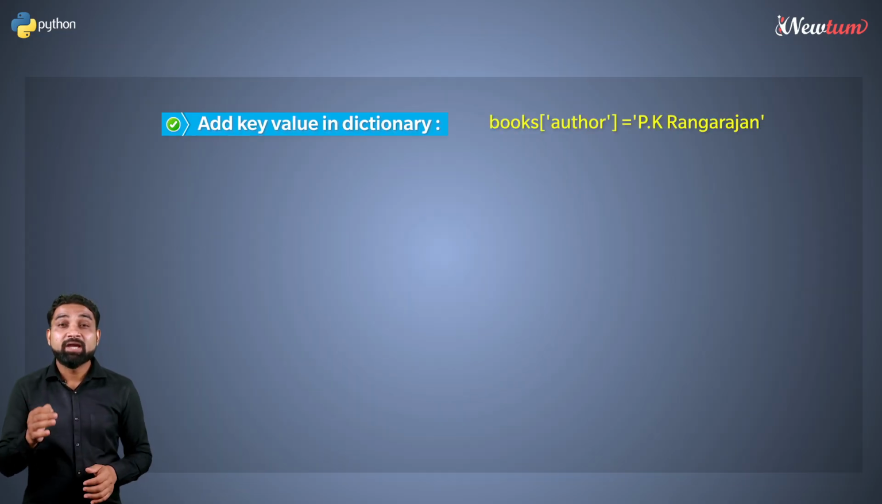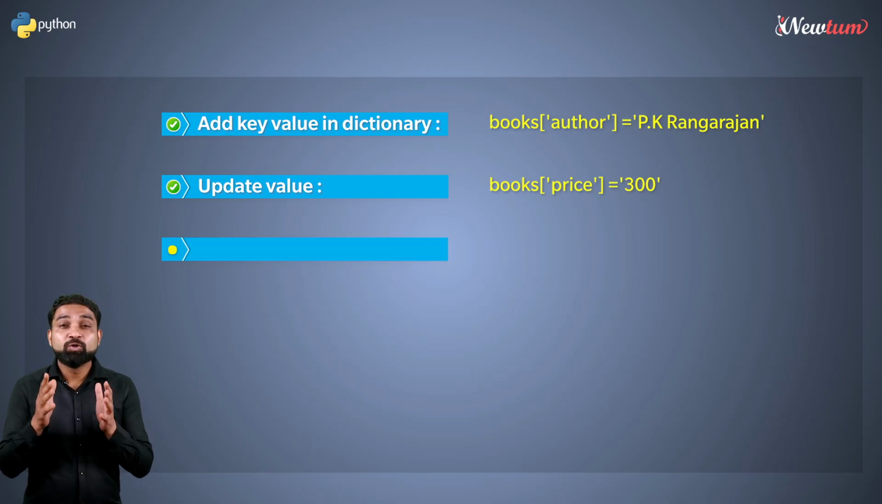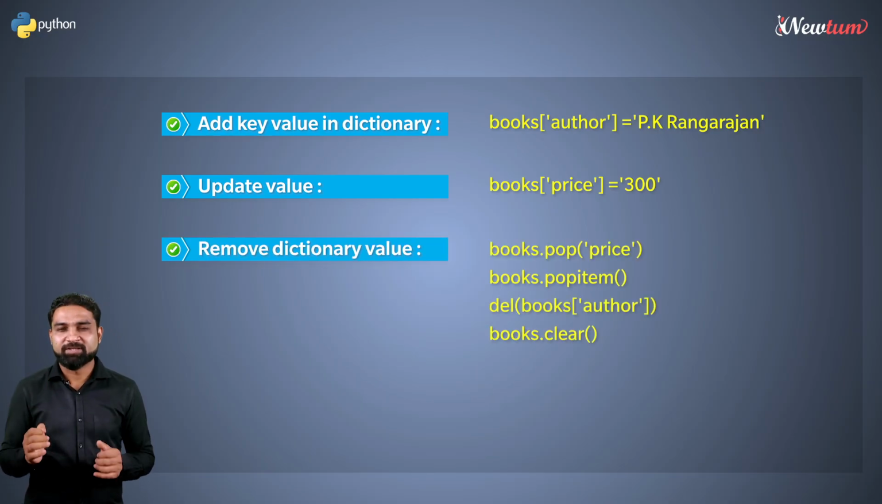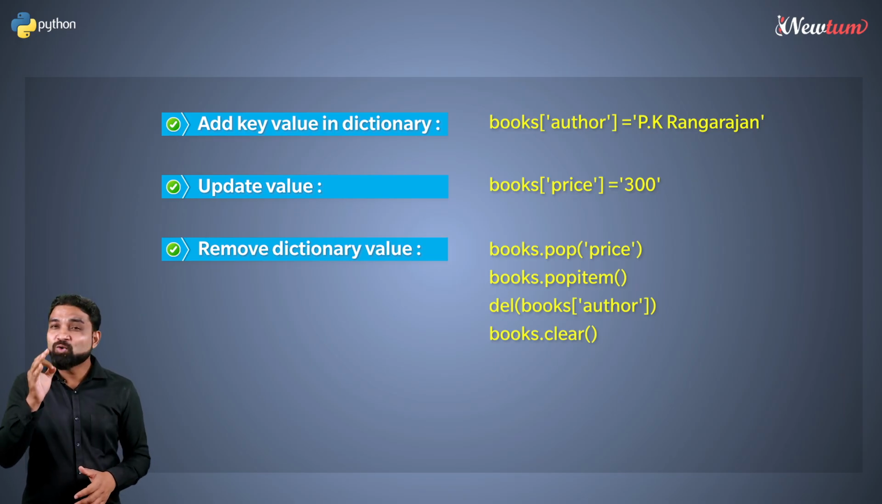Well, we studied how to add the key value pair in the dictionary and how to update the values. We studied 4 different functions to remove the element from the dictionary. Please practice them well if you want to remember them. That's the only way out.